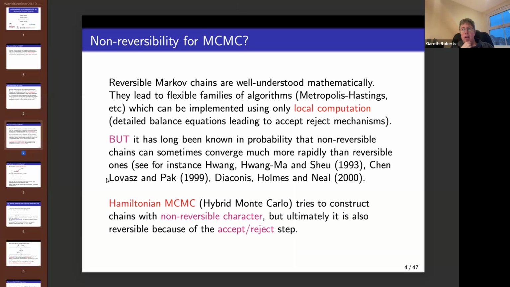Of course, non-reversibility has always been on the wish list of MCMC. Standard Hamiltonian MCMC or hybrid Monte Carlo algorithms themselves have a non-reversible character, but in fact the standard way of implementing these things retains reversibility. So even so, actually constructing non-reversible MCMC algorithms is not necessarily a trivial thing. It's only fairly recently that we've got usable, potentially practical algorithms that can work in this regard.